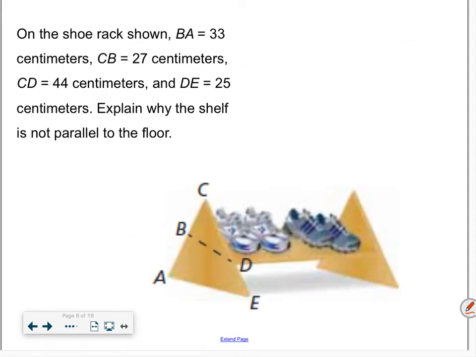In this next example, they're asking us if something is parallel or not parallel to the floor. I don't know if you've ever seen any of these shoe racks. Here's the actual kind of shelf that you put your shoe on, and they're asking us if that shelf is parallel to the floor. I don't know if you can tell. It almost looks like it's kind of slanted or tilted. But we can prove this mathematically.